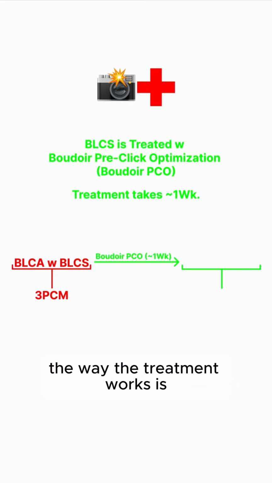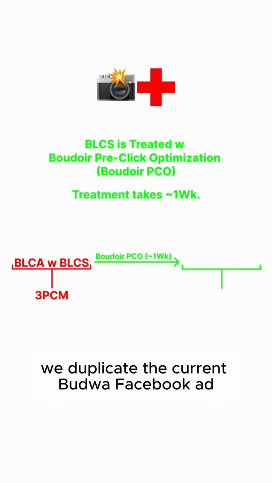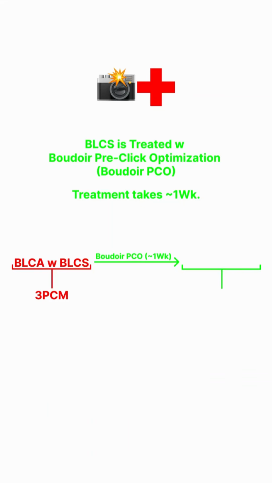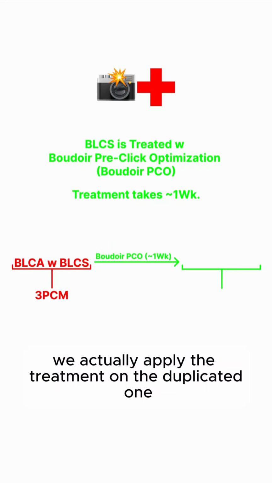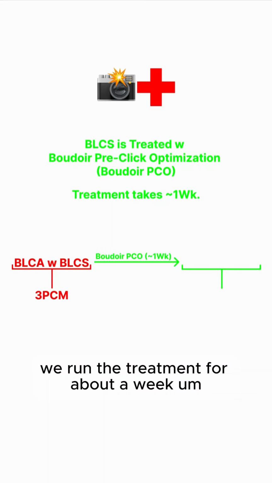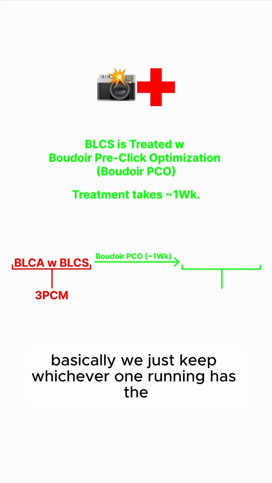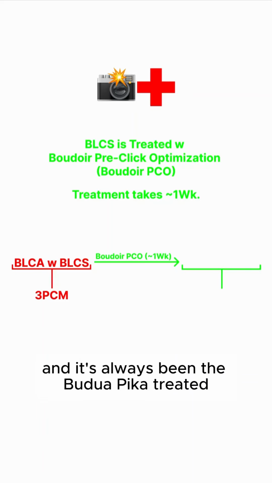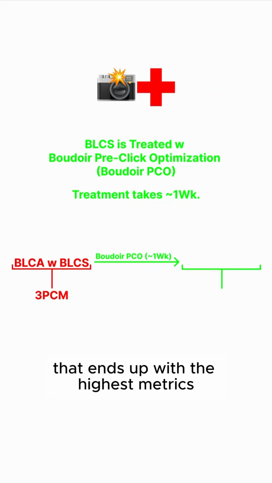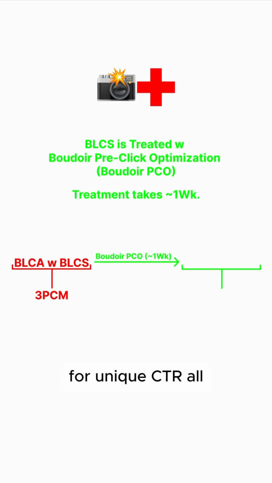The way the treatment works is we duplicate the current Boudoir Facebook ad, and we leave the original. We apply the treatment on the duplicated one and run it for about a week. After about a week, we just keep whichever one is running with the highest metrics, and it's always been the Boudoir Pico treated ad that ends up with the highest metrics for unique CTR all.